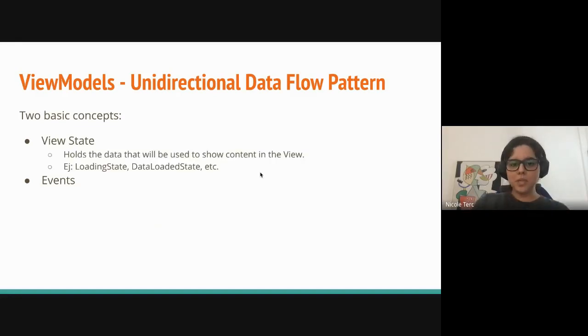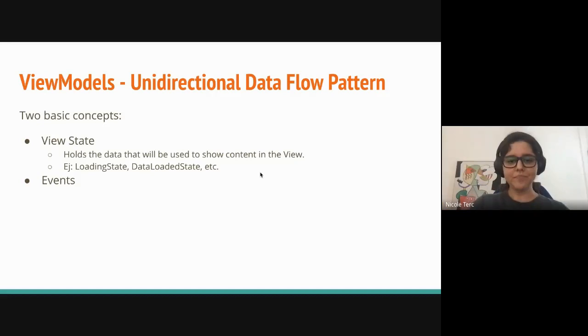First of all, the view state is going to be an object that is going to be holding all the data and information necessary for the view to show something to the user. This can be the simple list of items that are going to be shown in a list, or it can be an empty object that is going to let the UI know that it needs to show a spinner or something like that. So some examples of these view states can be, as I was saying, a loading state, a data loaded state, yada, yada, yada.